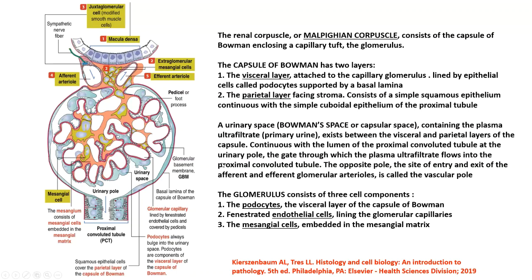So basically, if we narrow down the structure of the glomerulus, we can say that it is composed of three important subunits. You have the endothelial cells which line the glomerular capillaries. You have the podocytes, which sit atop the glomerular capillaries, and these podocytes are an integral component of the visceral layer of the capsule of Bowman. And you have the mesangial cells which are sprinkled in between the glomerular capillary loops and situated within a matrix known as the mesangial matrix.